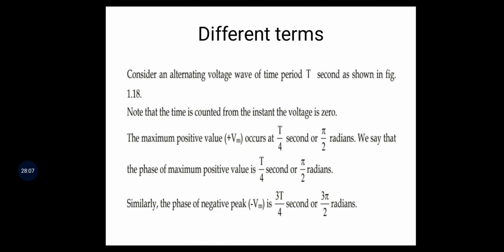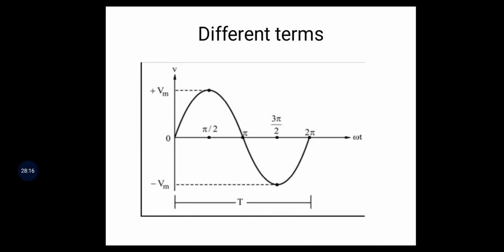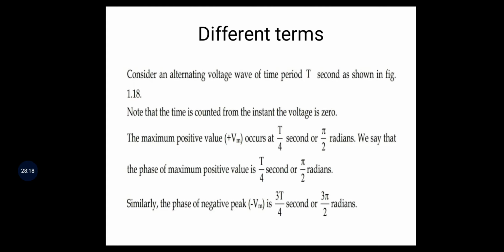An alternating voltage wave of time period T seconds is shown in the figure. The maximum positive peak plus Vm occurs at T by 4 seconds or pi by 2 radians. The phase of the maximum positive value is T by 4 seconds or pi by 2 radians. Similarly, the phase of the negative peak minus Vm is at 3T by 4 seconds or 3 pi by 2 radians.